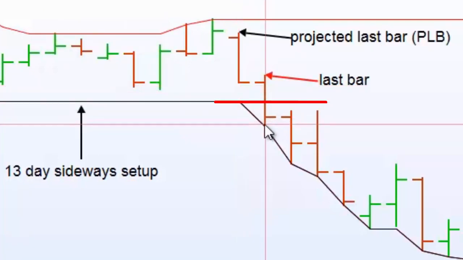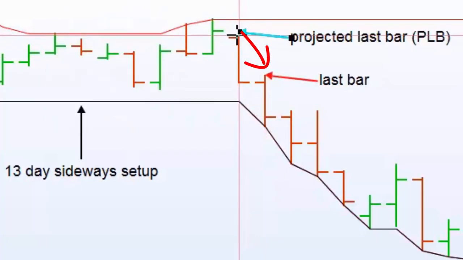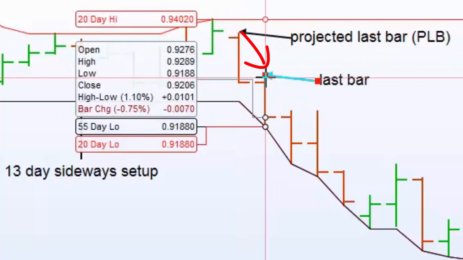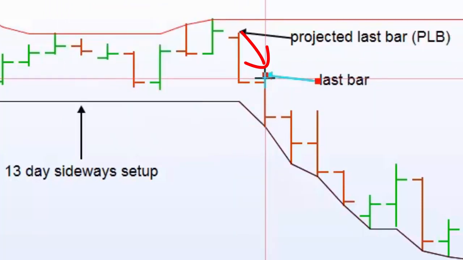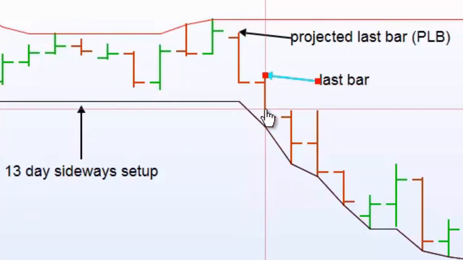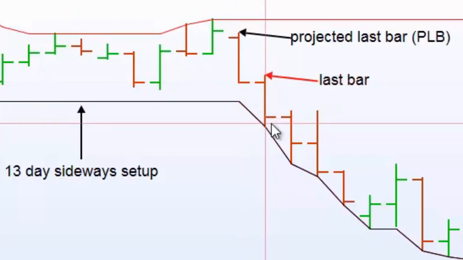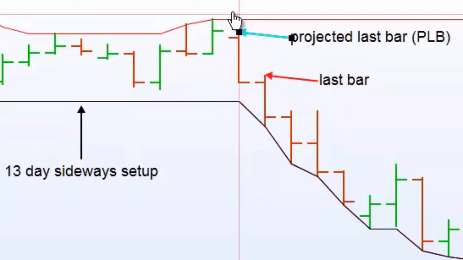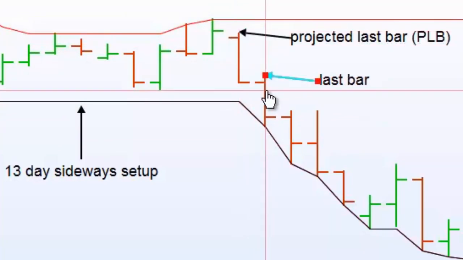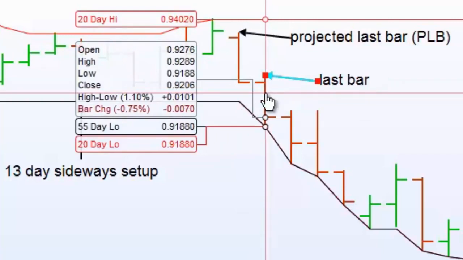The next day, we break out lower. And now you adjust your stop from this high to this high on this day. And I'll show you how to adjust the stop again later on. But for now, that's exactly how you adjust the stop on the day that you break out. So this is the day we placed the order. This is the day we actually broke out lower. And you adjust the stop from the projected last bar to the actual last bar. And that's how you use the last bar technique and the projected last bar technique in order to place your orders.